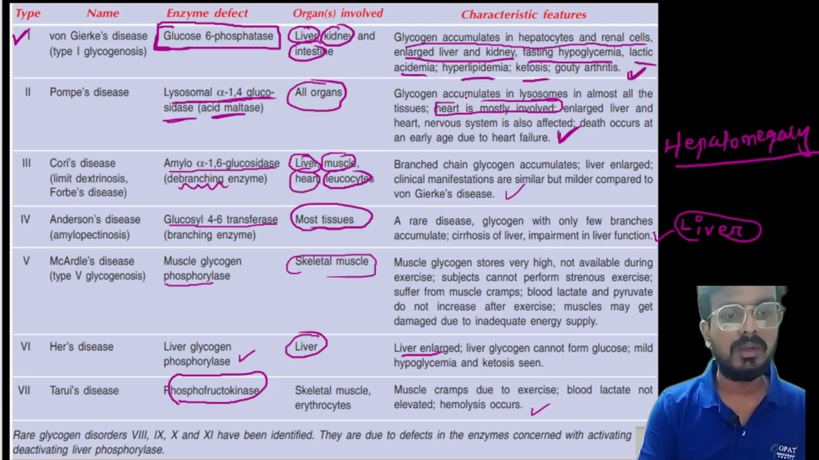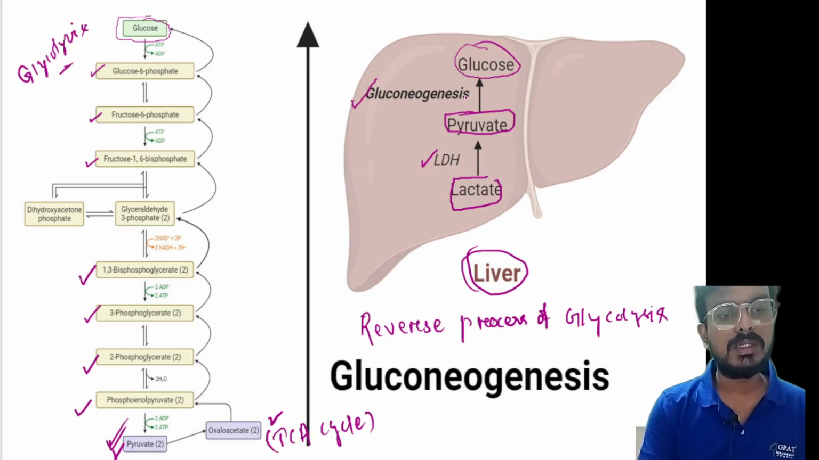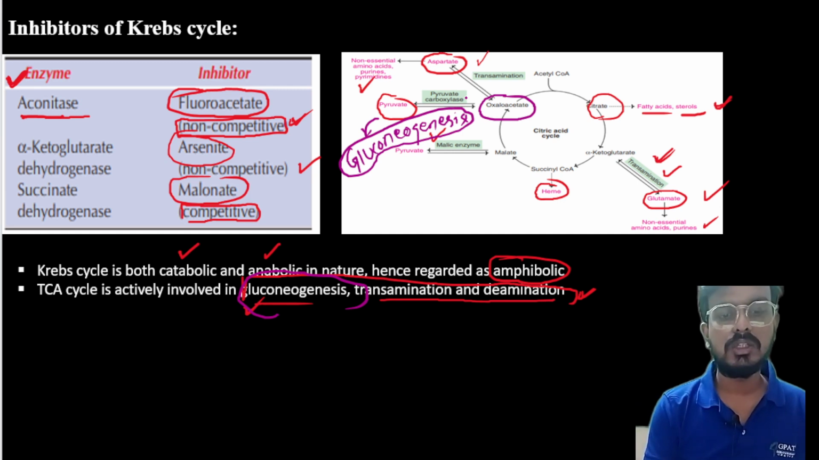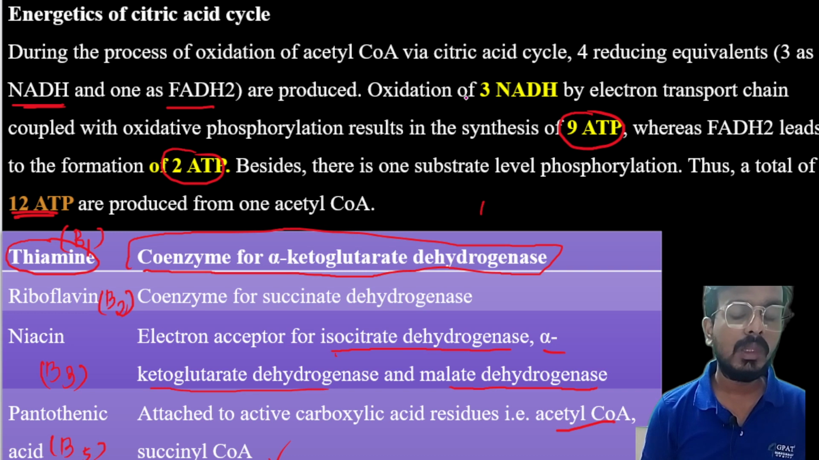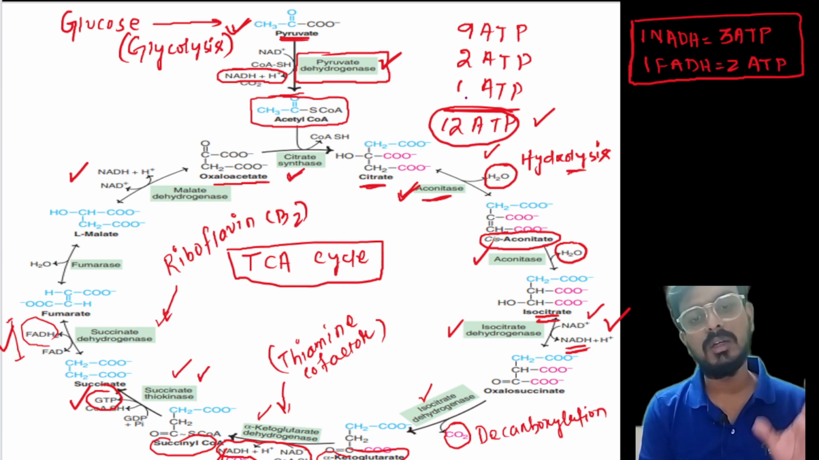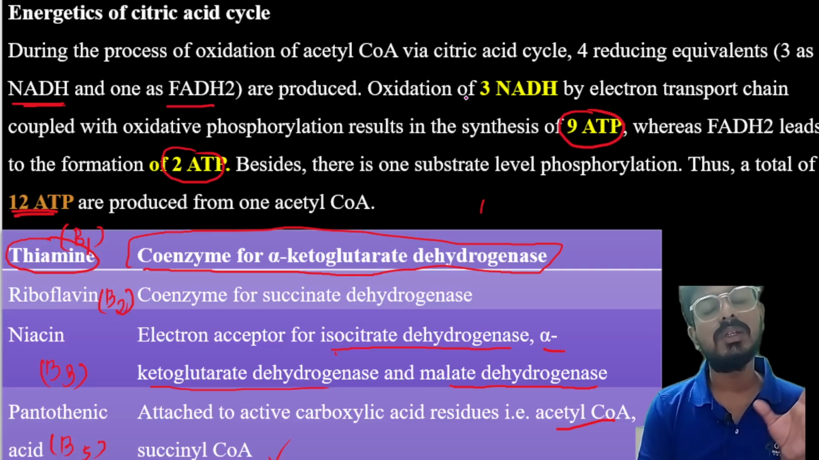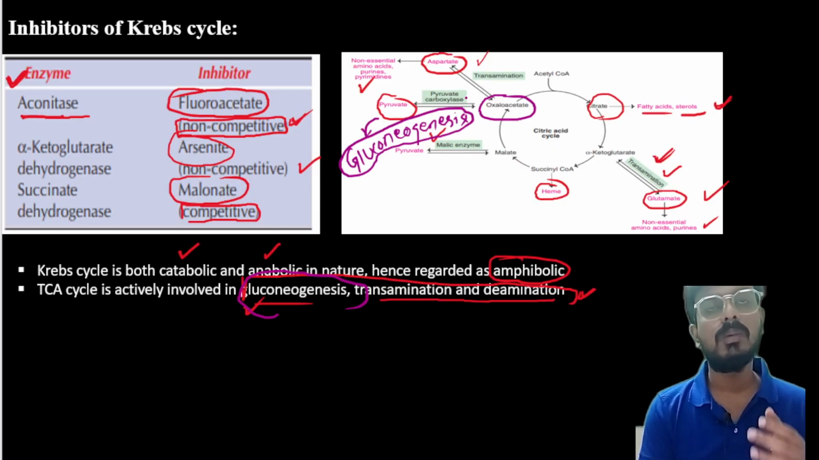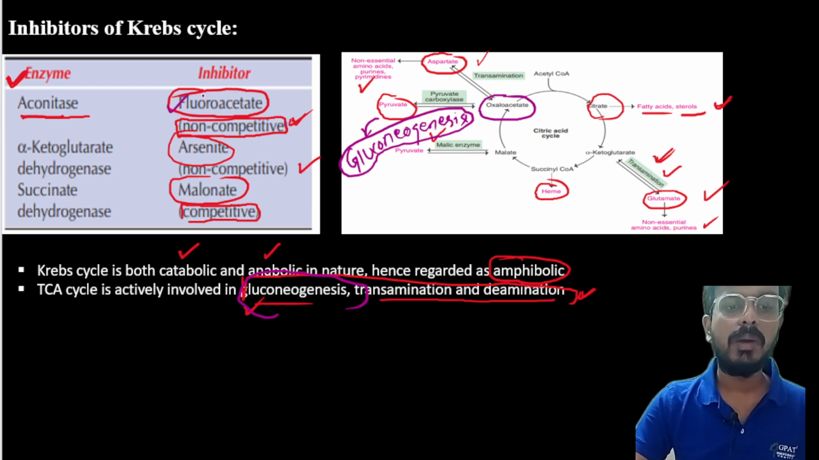So let me summarize what we have read today. We basically started from the TCA cycle. In the TCA cycle there is the oxidation of acetyl coenzyme A to carbon dioxide and water, and during this oxidation process we get energy. The total number of ATP generated from one TCA cycle is 12. Next we learned about the different intermediate forms and the enzymes involved. We also read about the effect of different vitamin B complex on our TCA cycle. We also learned about the inhibitors: aconitase inhibitor is fluoroacetate, alpha ketoglutarate dehydrogenase inhibitor is arsenite, succinate dehydrogenase inhibitor is malonate. And I also explained how the TCA cycle is linked to gluconeogenesis and other pathways.